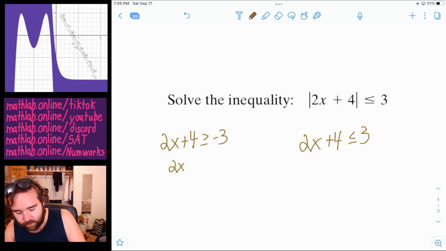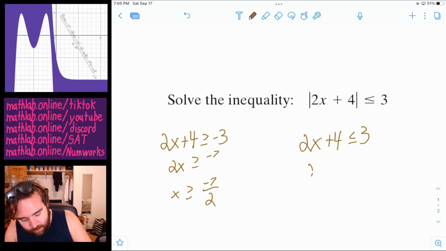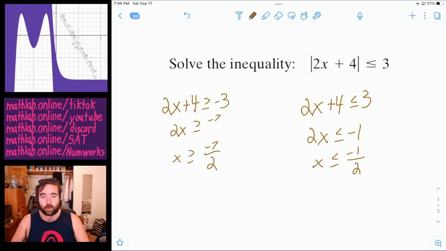So we'll subtract 4, 2x is greater than or equal to negative 7 halves, and we'll divide by 2. Oh, wait, whoops, that's just 7. Got ahead of myself. This is negative 7 halves, because then we divide by 2. So we get that x is greater than negative 7 halves, or over here, subtract 4, 2x is less than or equal to negative 1, divided by 2, x is less than or equal to negative 1 half. And so you see we have two things here, two inequalities.